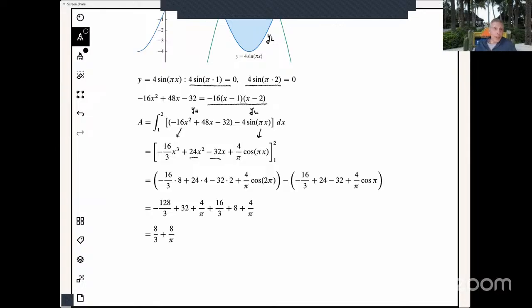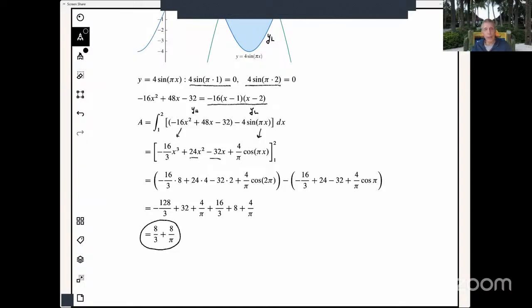And then theoretically, all I need to do is plug in the upper bound and plug in the lower bound and do a little bit of subtraction. And I did that, and that's kind of neat to see. There's the exact symbolic answer, 8 thirds plus 8 divided by pi.